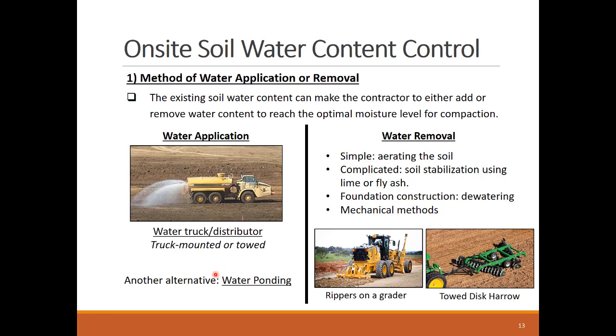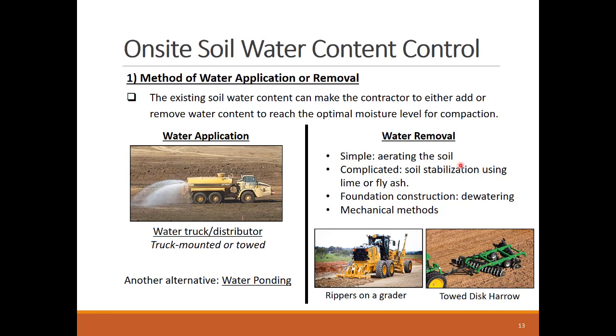On the other hand, if the borrow soil has more water content than needed, some work needs to be done to remove that excess moisture from the soil. This is done by simply leaving the soil to air and letting the moisture escape over time. A more aggressive approach for very wet and plastic soil types is to use lime or fly ash to stabilize the soil before compaction. In deep foundations, dedicated dewatering pumping systems will be needed, especially if the foundation level is close to or below the groundwater table.